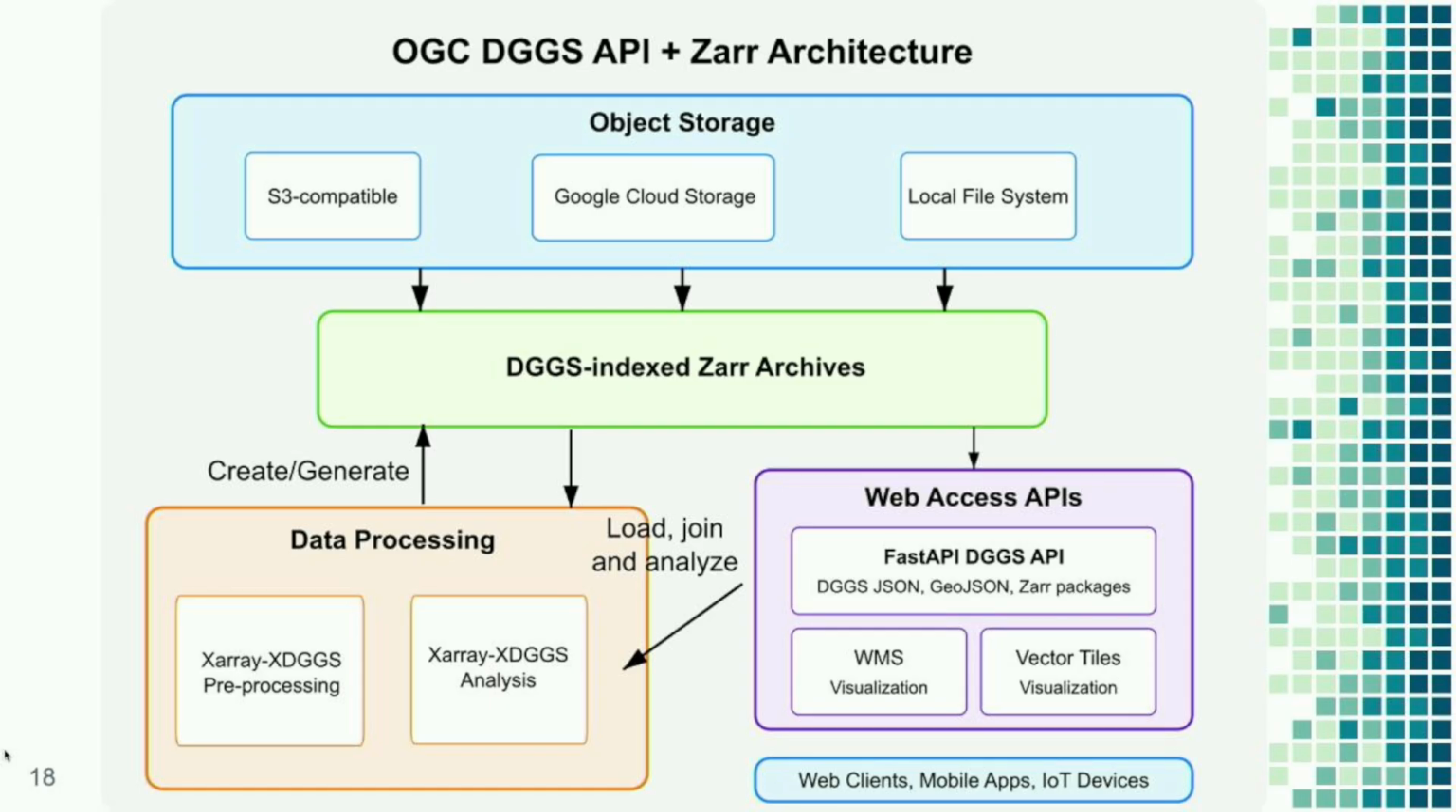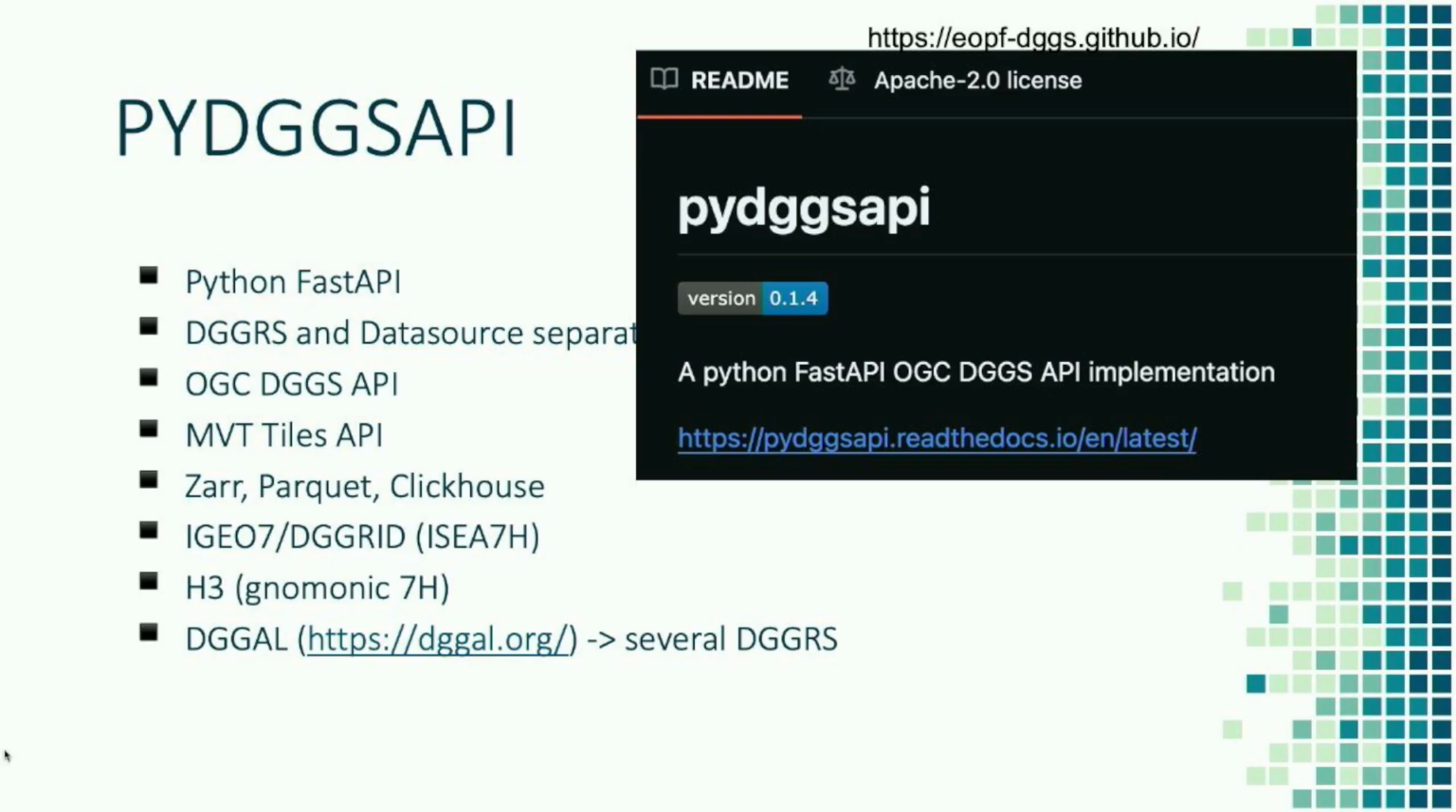I mean, this is just, as I said, like a building system. And for the OGC DGGS API part, we've developed pydggsapi, sort of inspired by pygeoapi or TiTiler from Development Seed. It's Python FastAPI. There's basically two implementation plugin systems, one for the DGGSs and then one for the data sources. We have also a tiles API for easy viewing. I can load this into a map or QGIS. Right now we support Zarr, Parquet, and ClickHouse as data stores. It comes with IGEO7, but also H3.